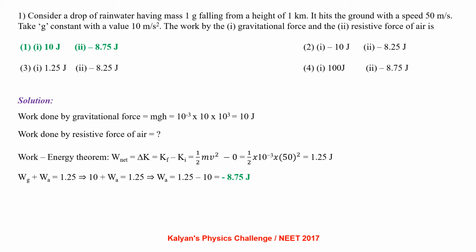Now there are two forces doing work on the raindrop as it is coming down. It is gravitational force and air resistance. So work done by gravitational force plus work done by air resistance is equal to change in kinetic energy, that is 1.25 joule. Work done by gravitational force, as we already found, is 10 joule, plus work done by air resistance equals 1.25. From there we obtain work done by air resistance equal to minus 8.75 joule.